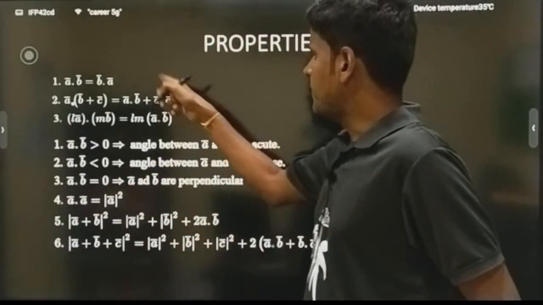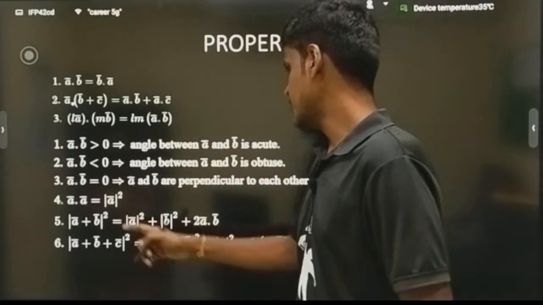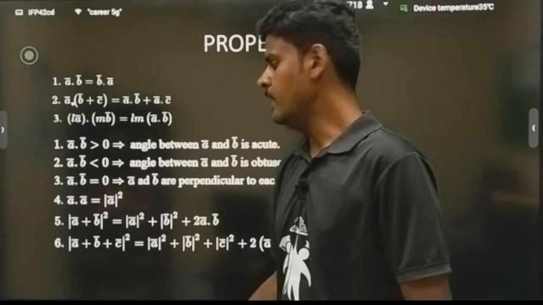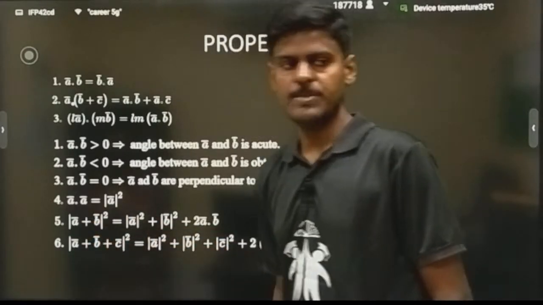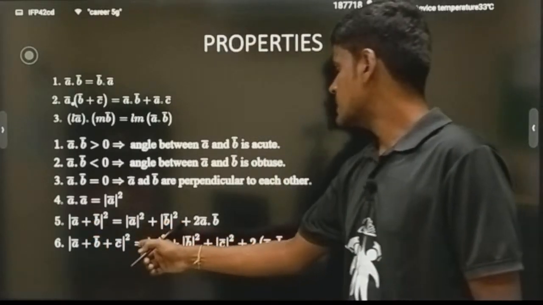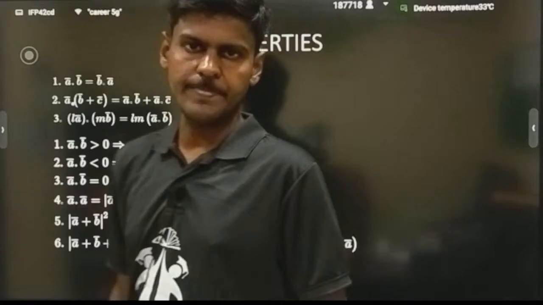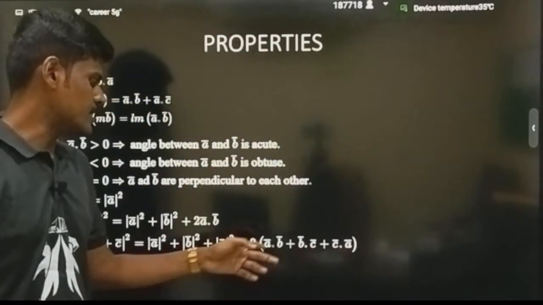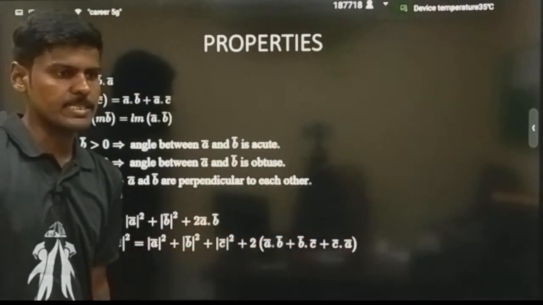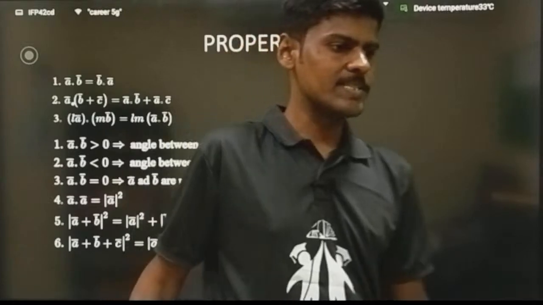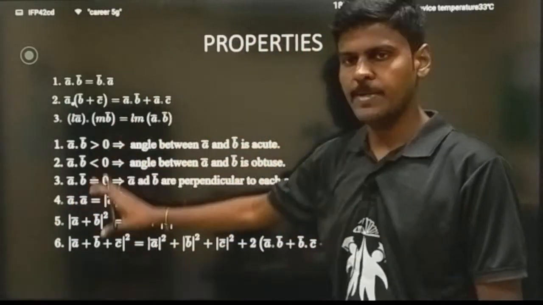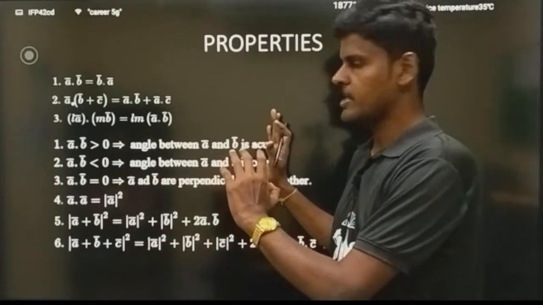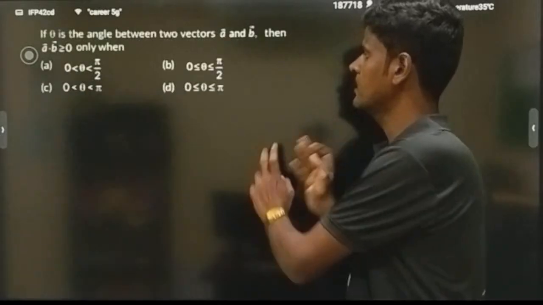By using this property now, you can try this yourself. It is very simple. Similarly, (A + B + C) whole square is equal to A square plus B square plus C square plus 2 times (A dot B plus B dot C plus C dot A). Simple question, students, very easy properties, but it is very important also. You have to remember this.